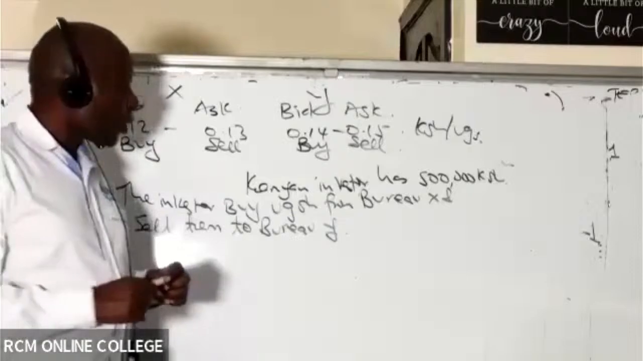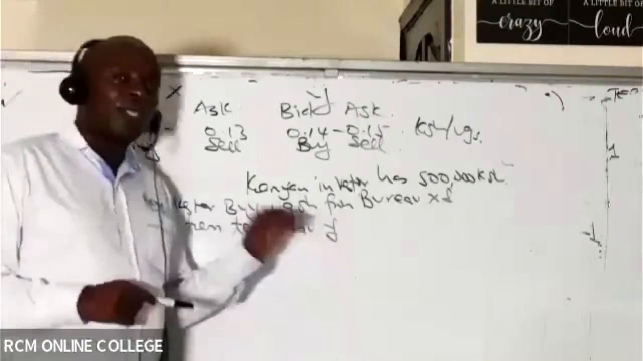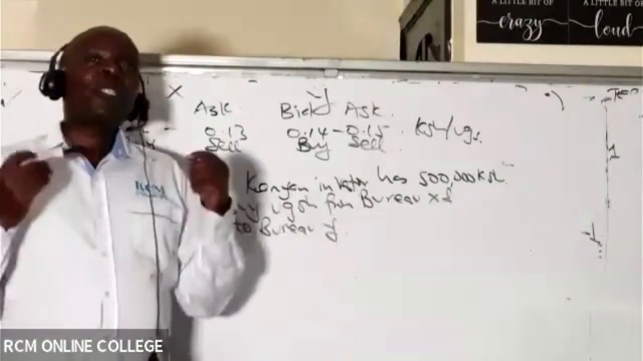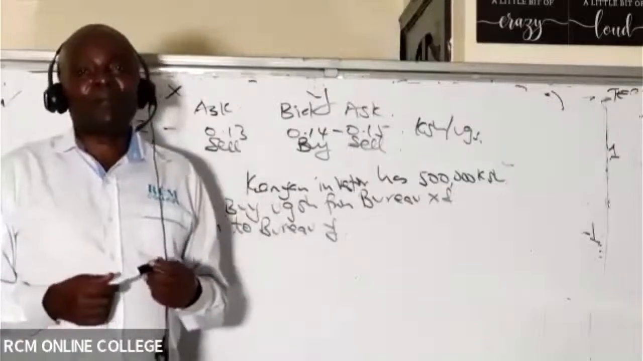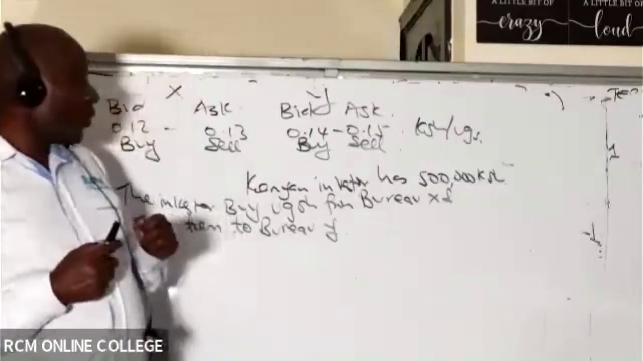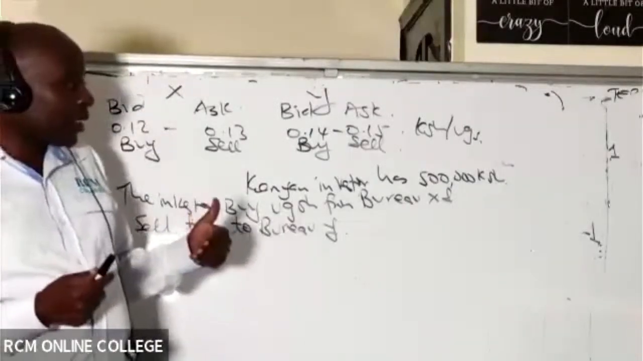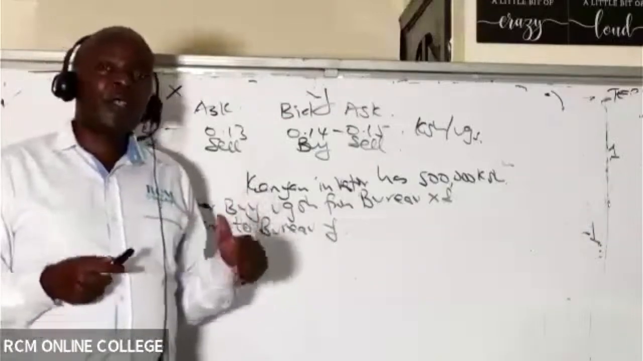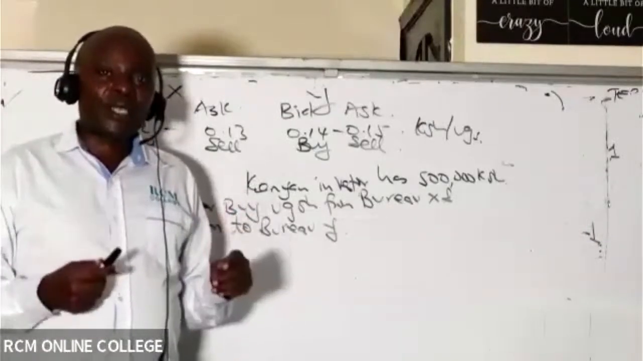So going to Bureau X, you know the investor is going to buy. But what role will the bank play? So if the investor is going to buy, because he has 500,000 Kenya shillings, so he's going to buy Uganda shillings. So the bank will sell.